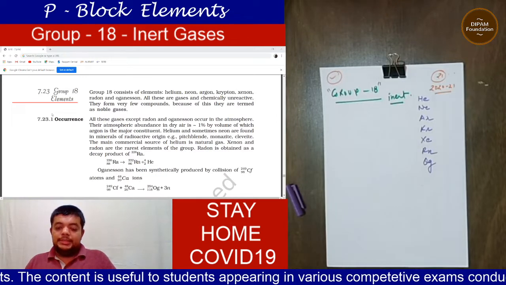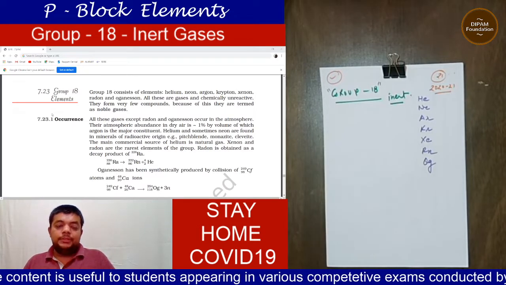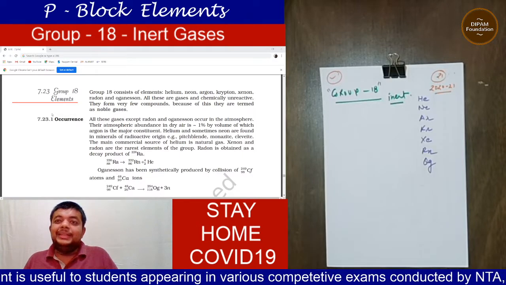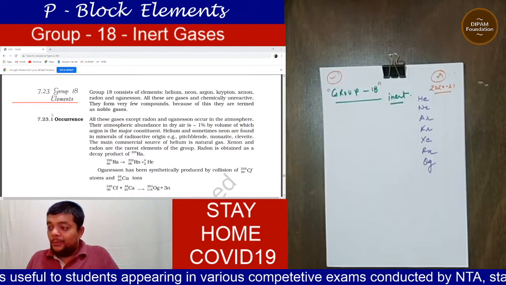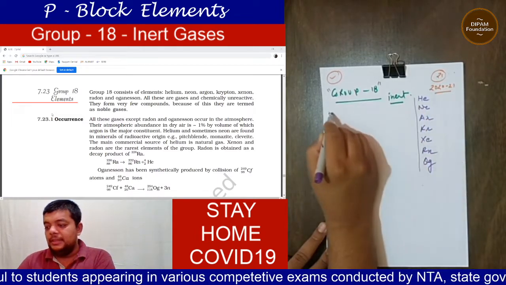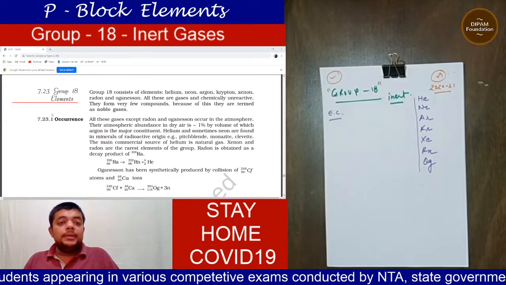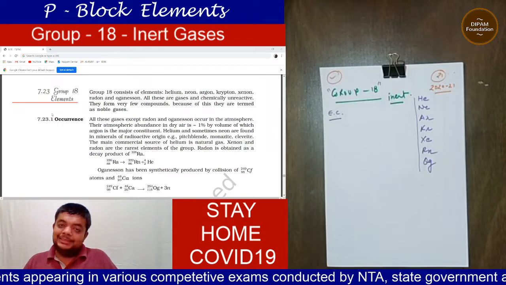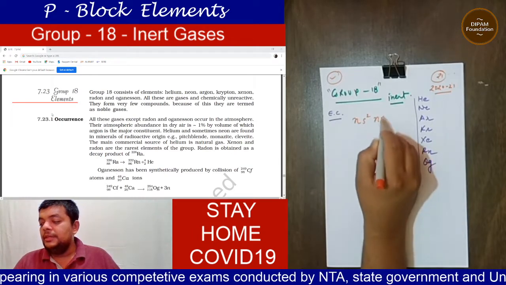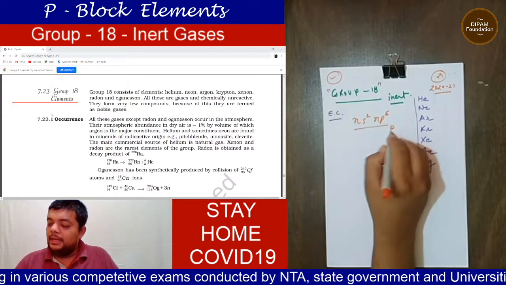Now friends, the elements which are the point of our discussion, the P block elements group 18, involve a very first thing for all these elements, and that is their electronic configuration. Remember, we have called them inert gases, and hence their general electronic configuration is ns2np6, which makes a total of 8 electrons.